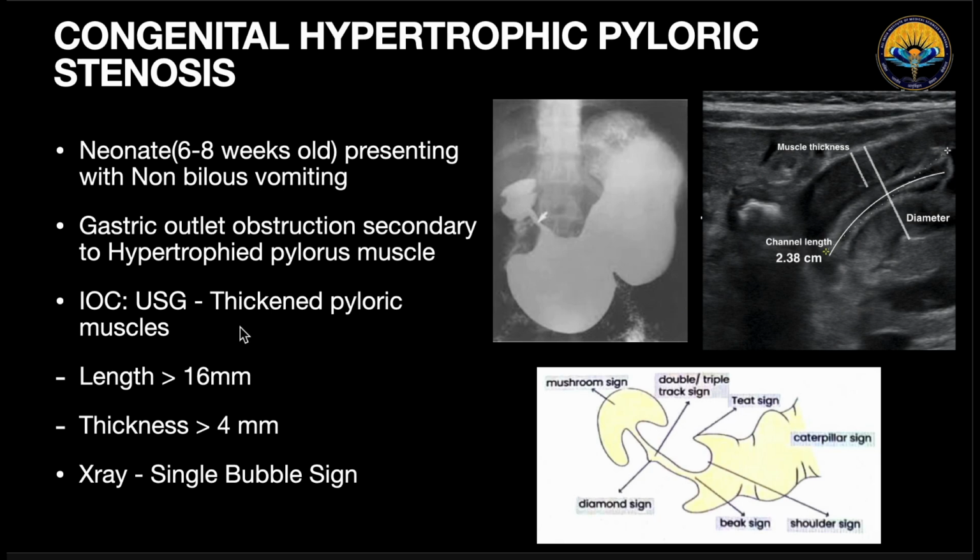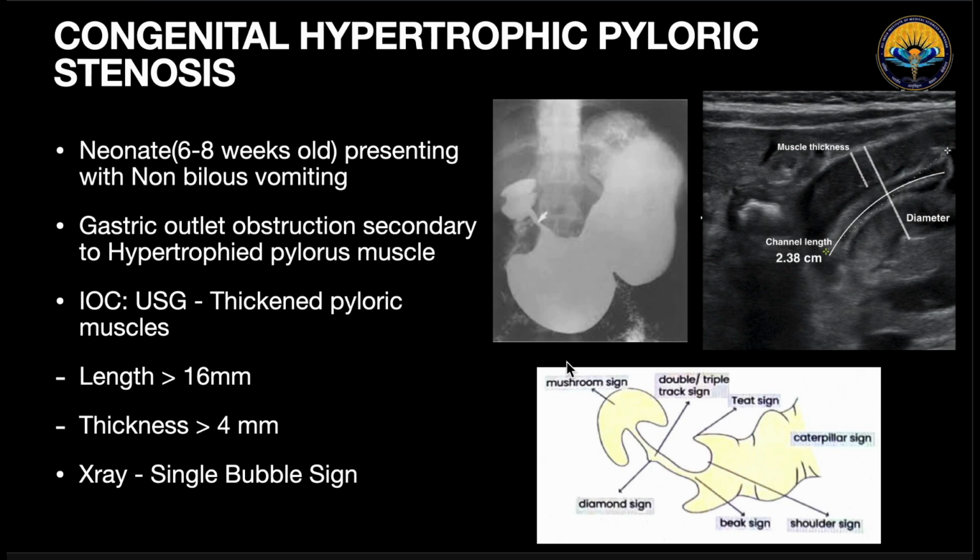And on ultrasound, we can see thickened pylorus muscle here. Like here we can see the pylorus muscle thickness has increased. If the thickness is more than 4 mm, that is very characteristic of CHPS. And second is length, and this channel length will be more than 16 mm. And if we do X-ray, then we will see single bubble sign.